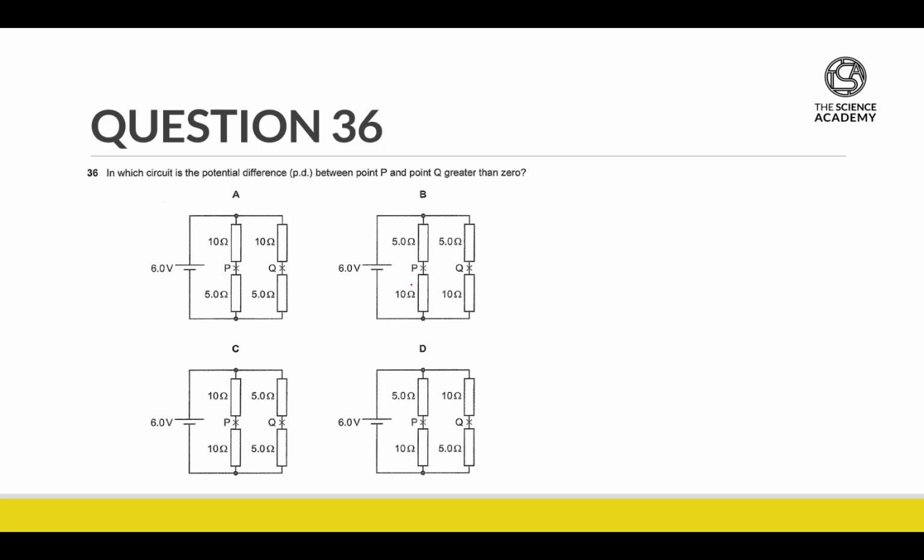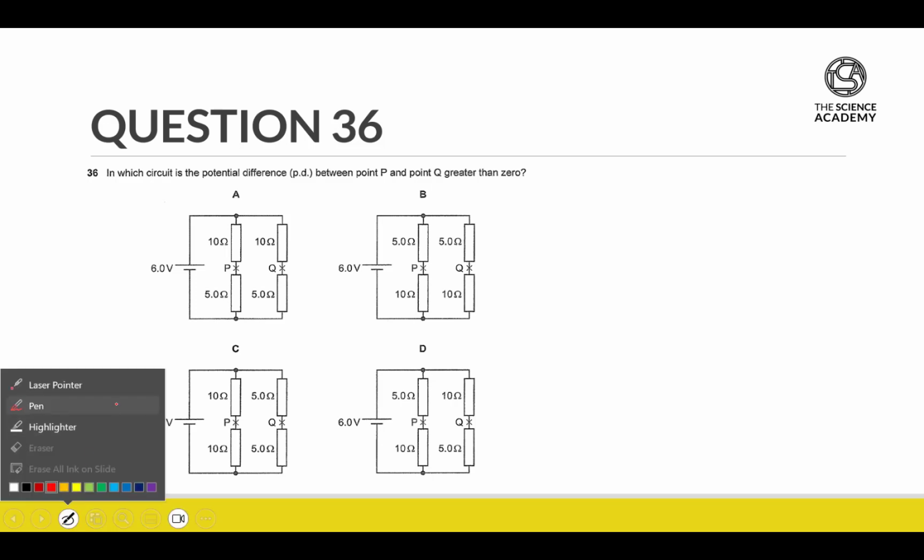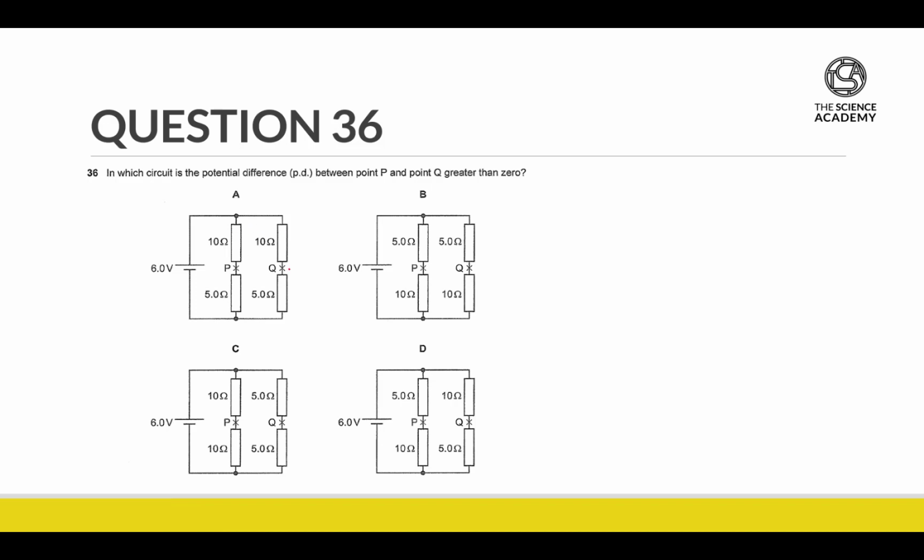So for this particular question, we are asked in which circuit the potential difference between P and Q is greater than 0. So the first thing that we want to do is ask ourselves what is the potential difference across each resistor. Now we have 6 volts which is being shared by 10 and 5 in a ratio of 1:2. So this means that we have 4 volts here and 2 volts here.